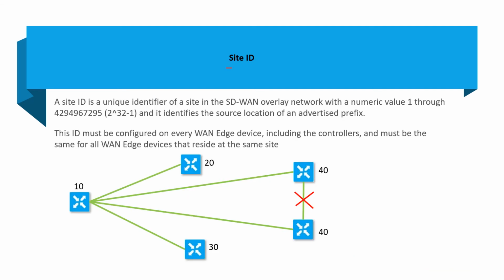Let's talk about the site ID. A site ID is a unique identifier of the site in the SD-WAN overlay network, with a numeric value from 1 to 2 to the power 32 minus 1.